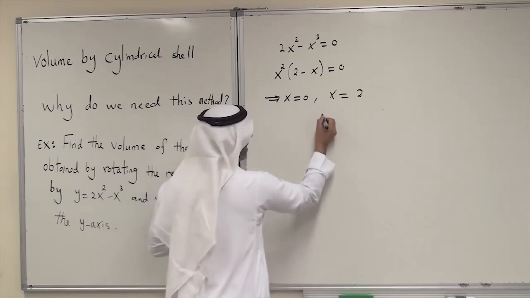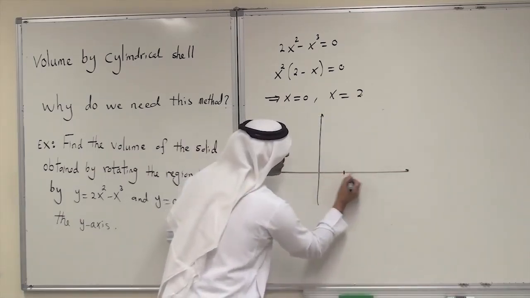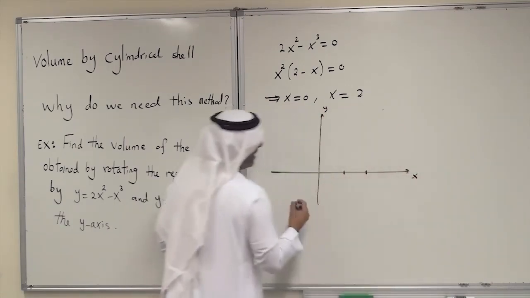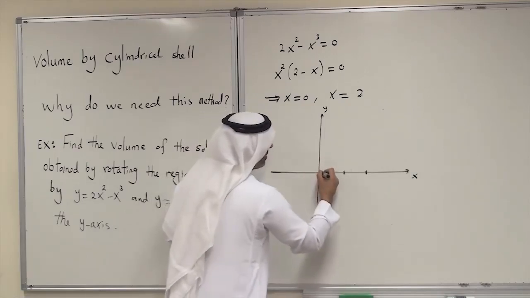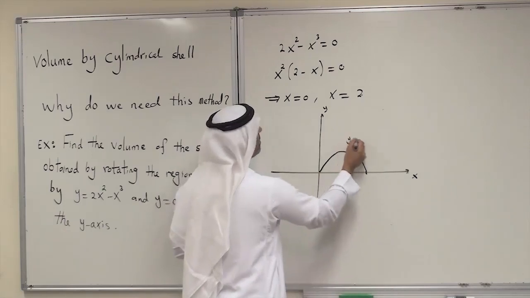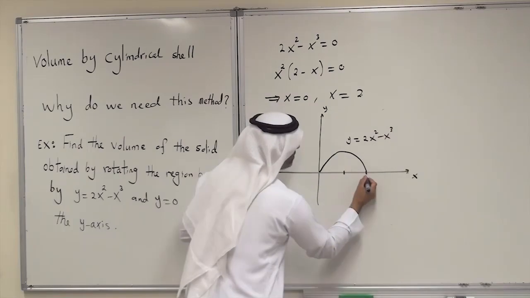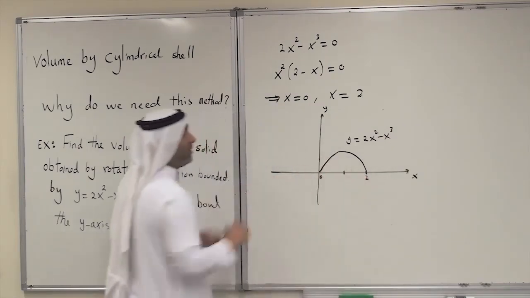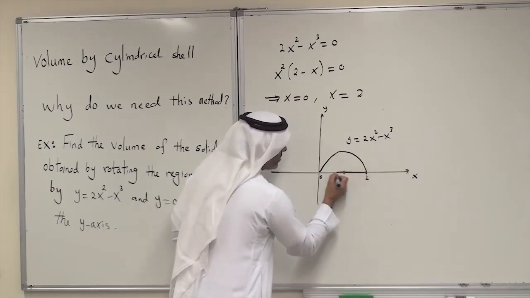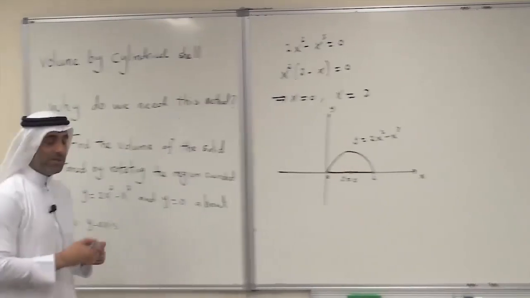If we try to sketch the graph of the region here, this is 0, let us say this is 1, this is 2, of course, this is the x-axis and the y-axis. Then the graph will look like this, something coming this way. It's not exactly the graph, but this is the sketch of y equal to 2x squared minus x cubed. This point will be 2 and this is 0. So we are talking about this region here. This is the x-axis, which is y equal to 0, so this is the region bounded between the curve and the straight line y equal to 0.